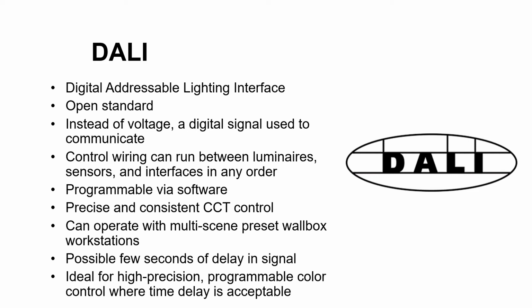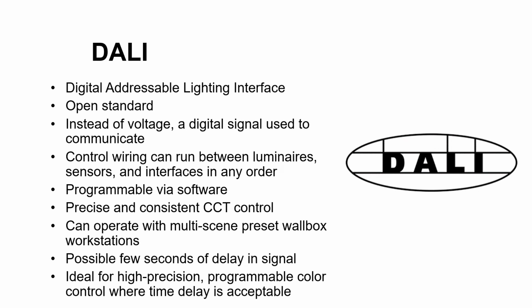DALI-based color-changing luminaires can be programmed with a computer-based front end, or with a multi-scene preset wallbox user interface, or with a pair of wallbox slider dimmers. DALI control systems can incorporate building automation system signals, as well as input signals from photosensors and occupancy sensors. Depending on the system, CCT and intensity may be programmed to change during the day based on the schedule with user override for intensity and/or CCT.